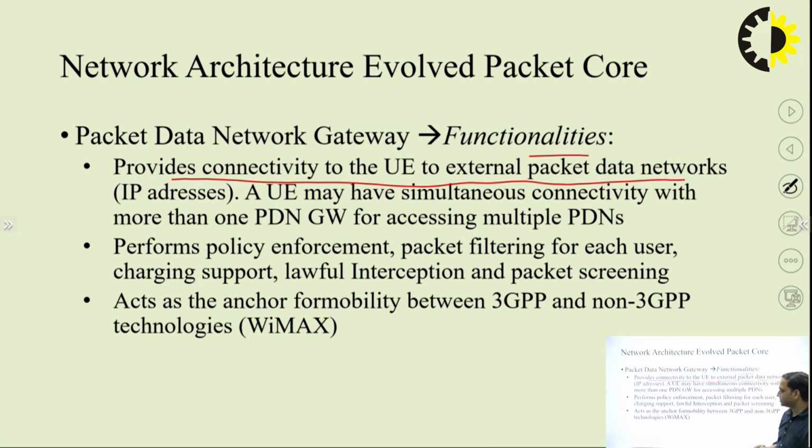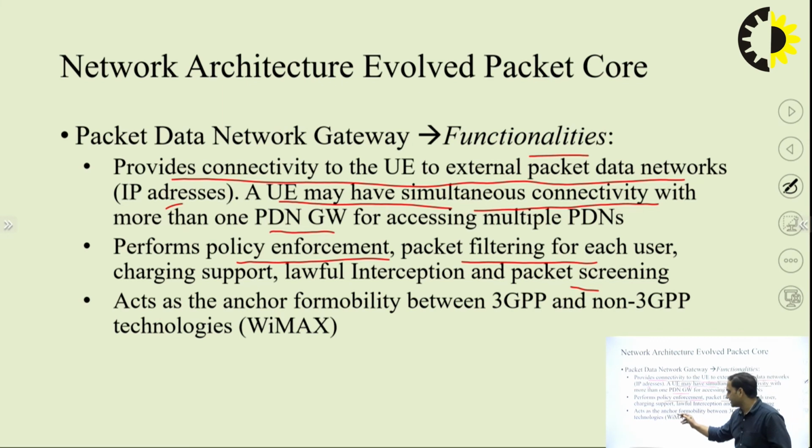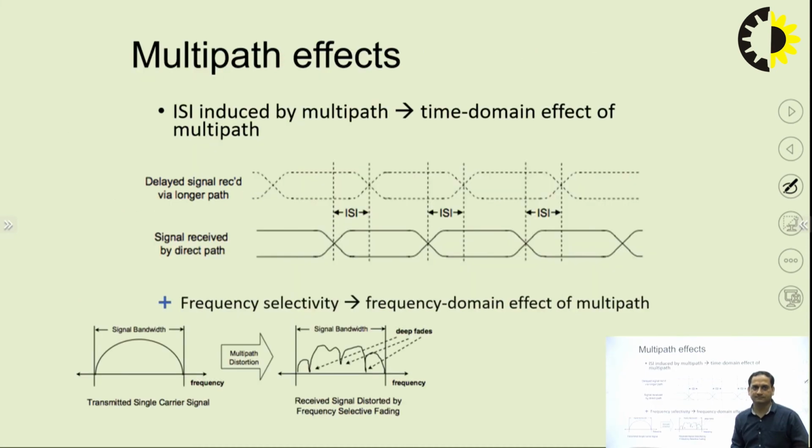The packet data network gateway provides the connectivity to the UE towards external packet data networks, IP addresses, and the UE may have simultaneous connectivity with more than one PDN gateway. Then it performs policy enforcement, packet filtering for each user, charging support, lawful interception, and packet screening. So all these things will be taken care of by the packet data network gateway. At the last, it acts as the anchor for mobility between 3GPP and non-3GPP technologies like WiMAX.